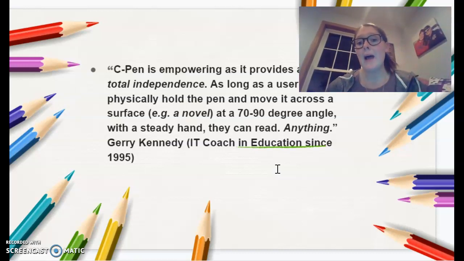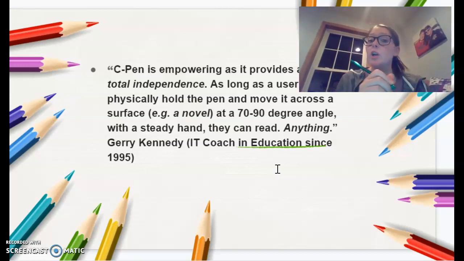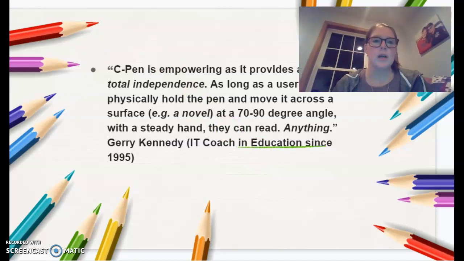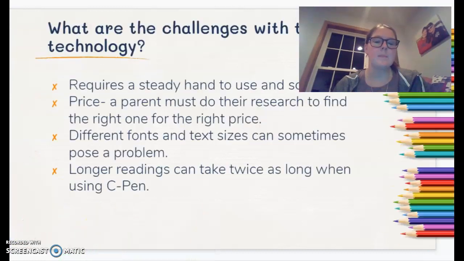Fortunately, the student that I had last year, even though he did have cerebral palsy and he was physically disabled in some ways, he was actually very good about practicing using the C pen in a slow and direct manner on the text. So that was a great thing for him. Another confidence booster, actually, that he got to experience. So that was exciting.